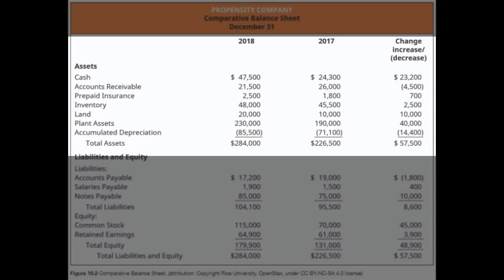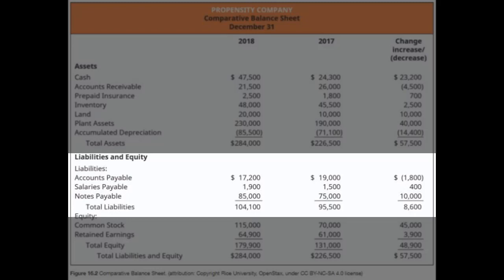Let's look at inventory. Inventory increased from $45,500 to $48,000 this year. Is that good or bad for your cash account? Well, if inventory is increasing, where did you get the money to buy the inventory? You must have spent cash, and therefore an increase in inventory is going to have a declining value, a negative value on cash.